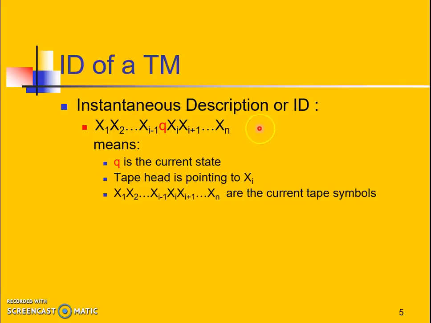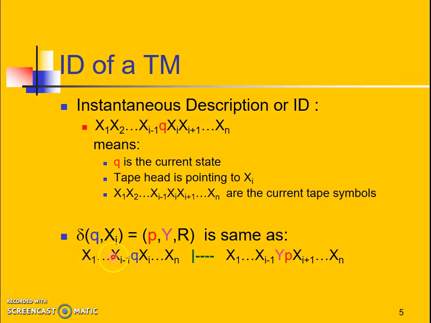The instantaneous description of a Turing machine: x1 x2 ... xi-1 q xi xi+1 ... xn means q is the current state, the tape head is pointing to xi, and x1, x2 and so on up to xn are the current tape symbols. δ(q, xi) = (p, Y, R) means that x1 x2 ... xi-1 q xi xi+1 ... xn moves to x1 x2 ... xi-1 Y p xi+1 ... xn.